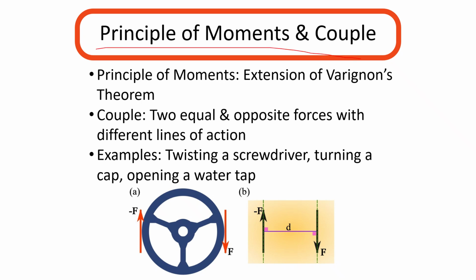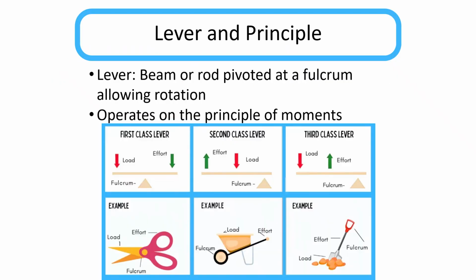The next is principle of moment and couple. The principle of moment is the extension of Varignon's theorem, and the couple is what if we put two equal and opposite forces. Suppose that in the steering, you put the force in this way and you put the force in this way, and if you put equal forces in both directions, then it will create a couple and it will rotate. So this is known as a couple. Twisting of a screwdriver, turning of a cap, turning of a tap, these are all examples of couple.